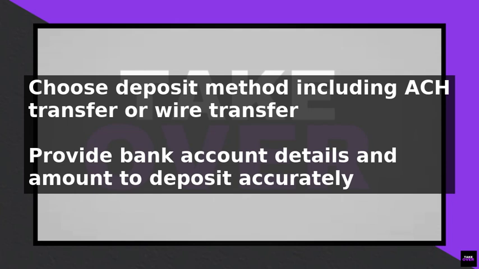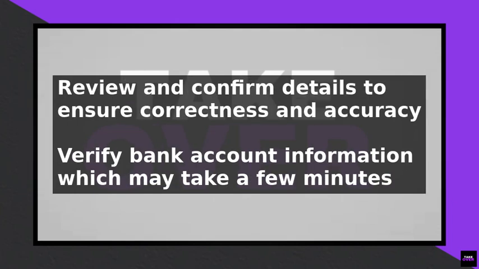The processing time may vary depending on the deposit method, but ACH transfers are usually processed within 1 to 3 business days. It is essential to note that Webull has some deposit limits, such as a minimum deposit amount of $100 for ACH transfer and a maximum deposit amount of $50,000 per day. To avoid any issues with your deposit, make sure to use a bank account that is in your name and has sufficient funds.